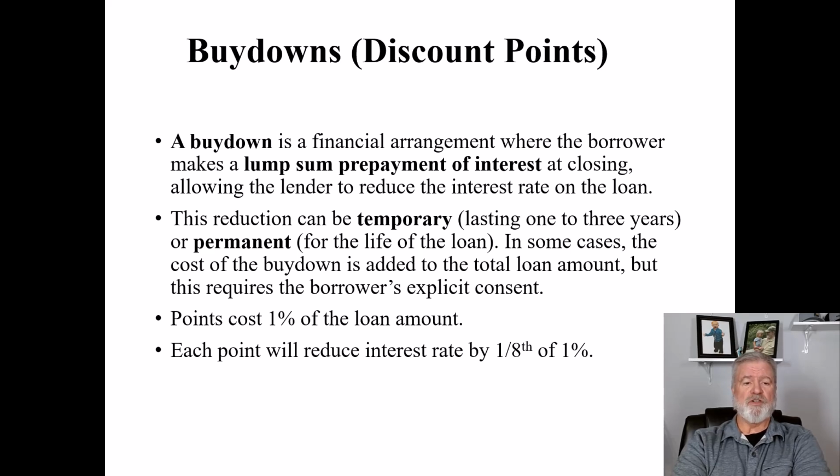And then how much does each point drop or buy down your interest rate? Remember we said it's 1/8 of 1%. So again, each point costs 1% of the loan amount, and for however many points you buy, each point will lower the rate by 1/8 of 1%.